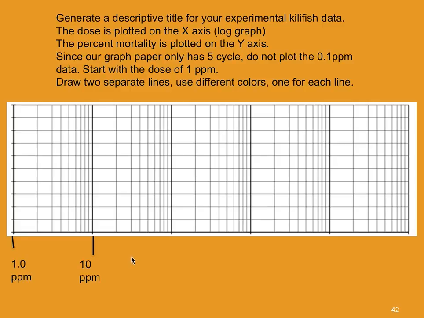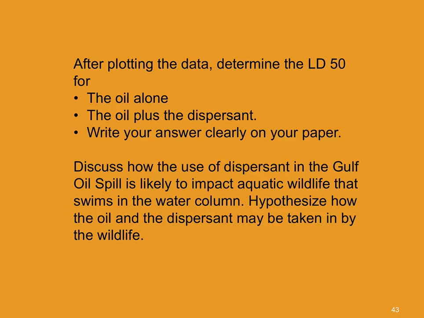You will need some way to designate 2 separate lines for the 2 conditions. Preferably color is the easiest thing to work with. I recommend pencil or colored pencils because you can erase a little bit if you make mistakes. After you plot your data, follow the pattern you saw just a minute ago to determine the LD50 for the oil alone, and then also the oil plus the dispersant.